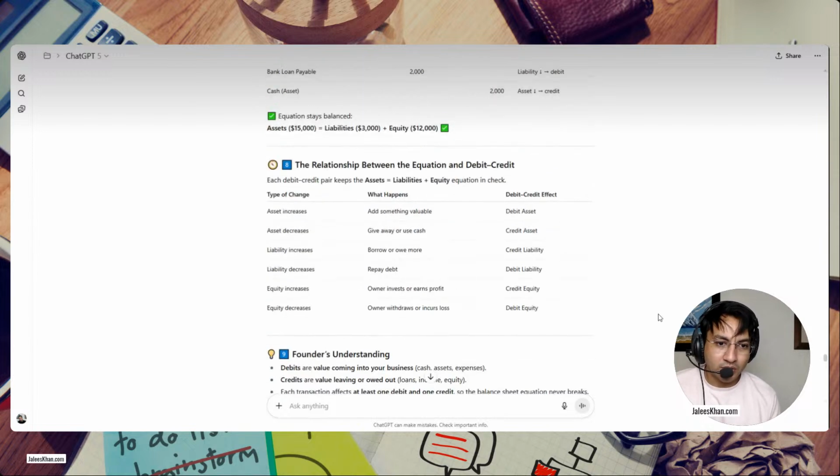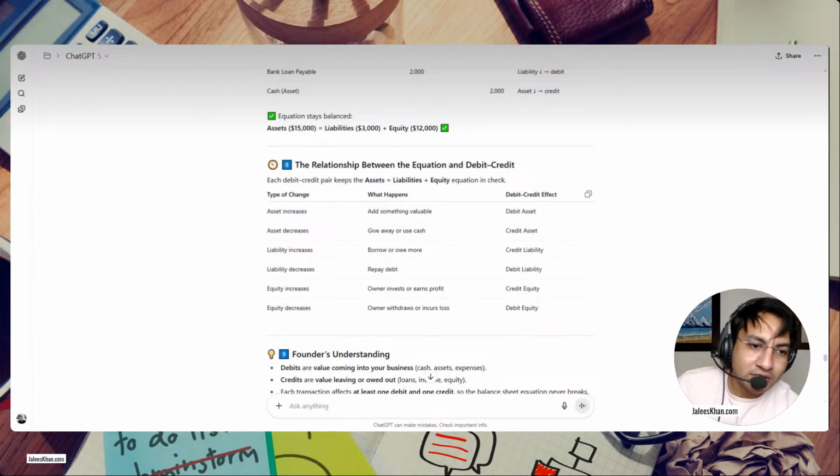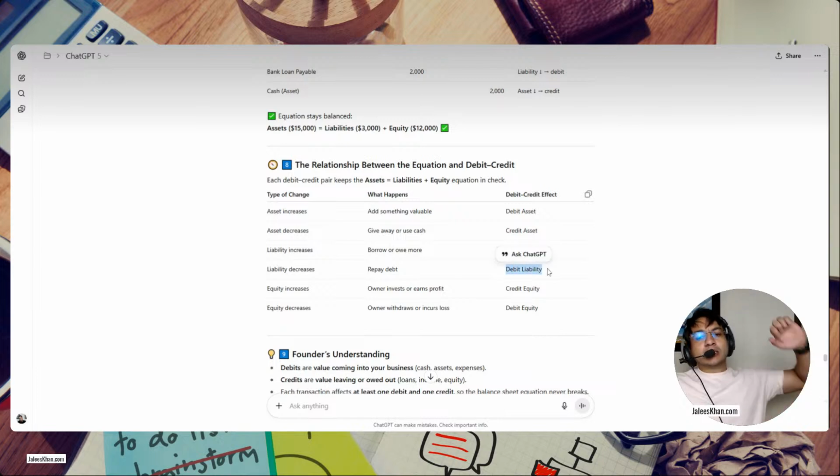Okay, repay that. My asset decreases. I give away or use the cash. So if there is a loan, I repay it from my assets. It is going to decrease, and it is going to be credit, right? And liability is also going to decrease, since I repaid it, so it is debit. Yeah, okay. So that's what it is.